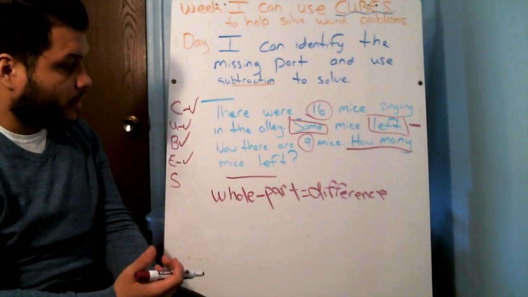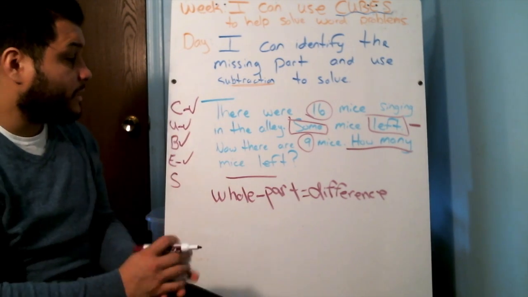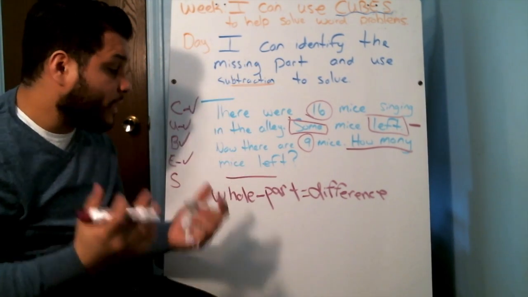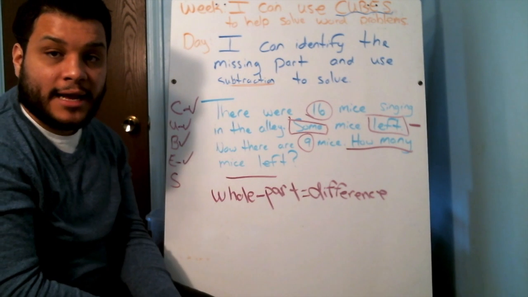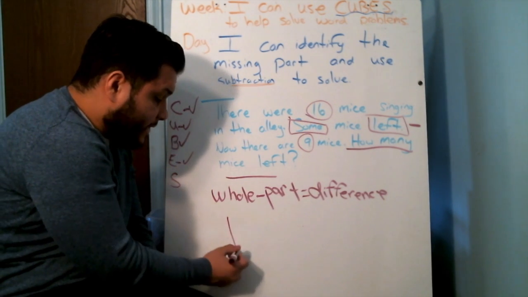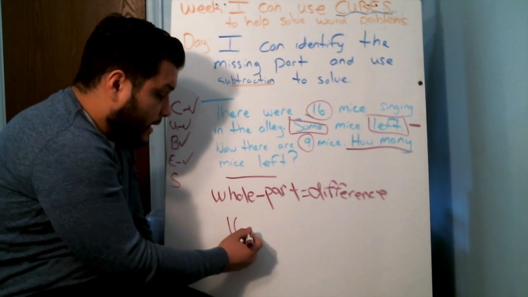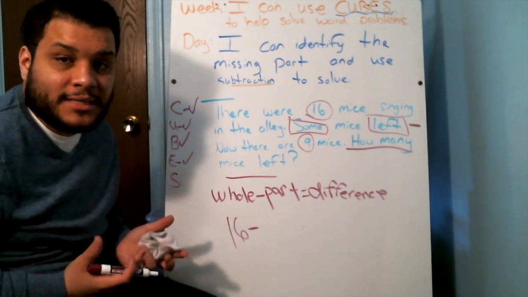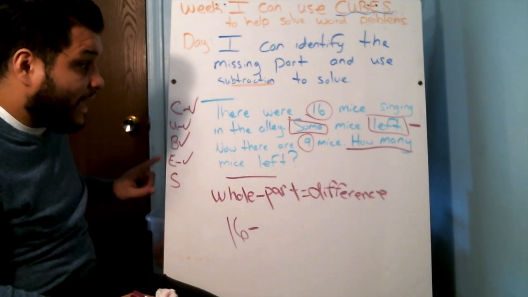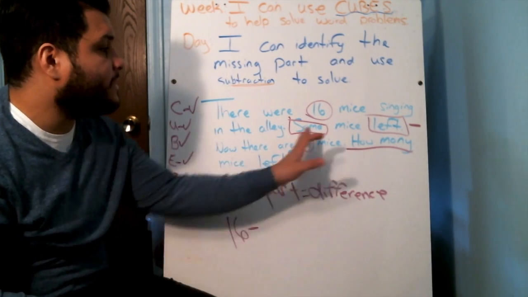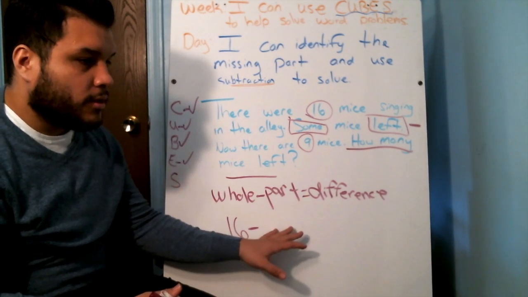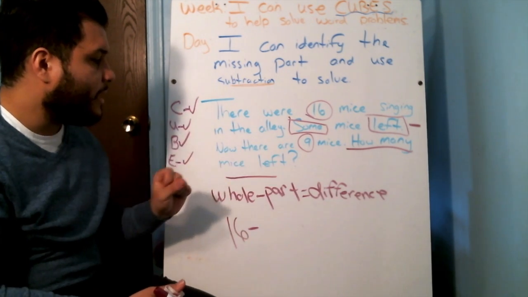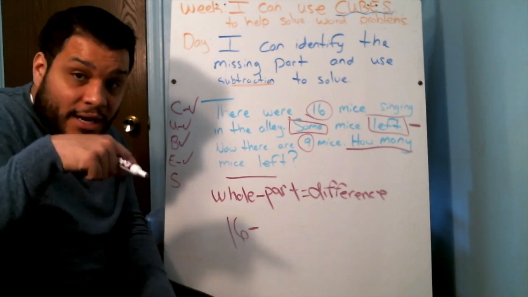So let's keep moving forward. Now I want to be able to solve this. My whole is still going to be the greatest number. It's the total. So my whole here, is it 16 or 9? Yes, 16. I'm going to subtract something, but I have 9 here, and I also have a missing number. I need to evaluate what my word problem is saying. It says some mice left. So some mice left, that's how much we're taking away from the whole. Now there are 9 mice. There are 9 mice left.